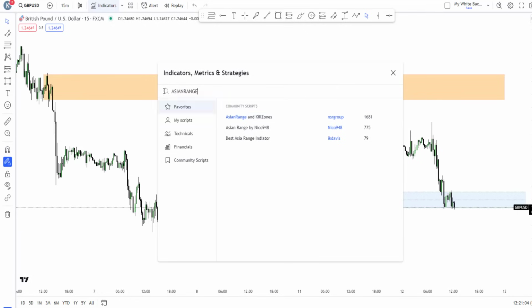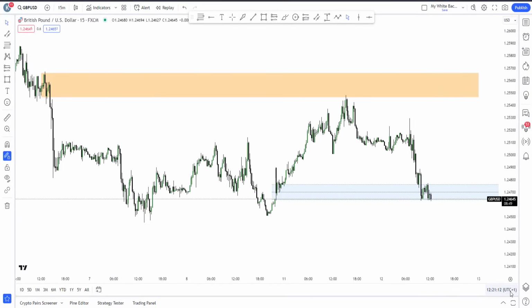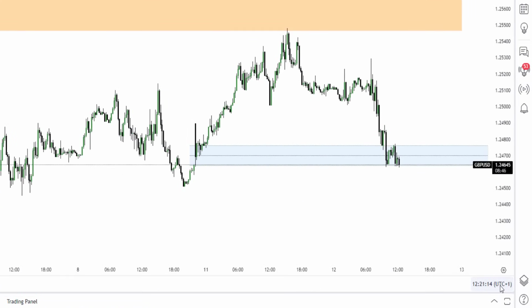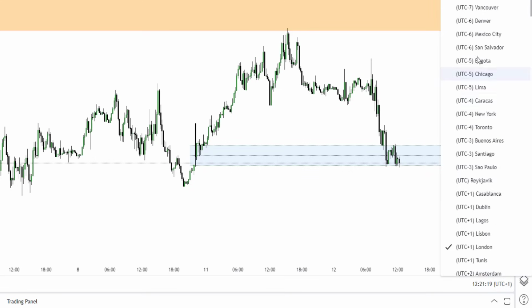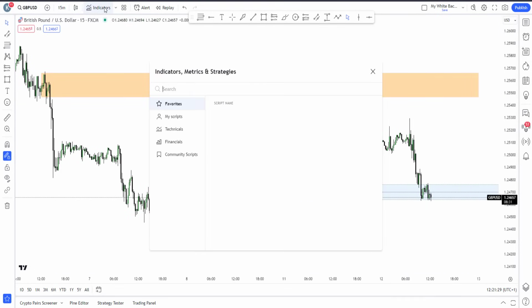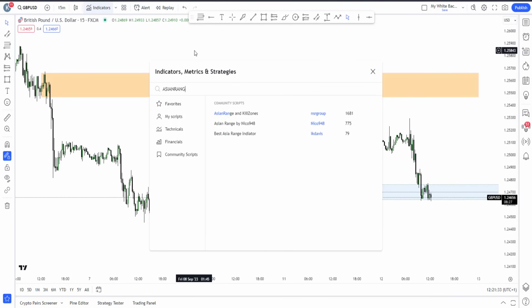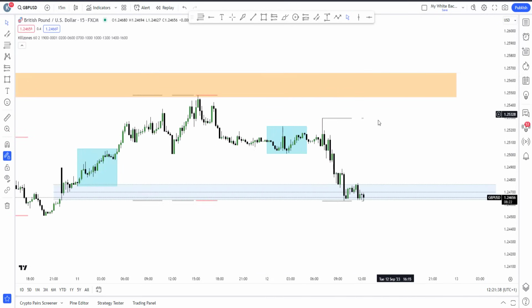This one, you can find it on tradingview.com. Just simply come to tradingview.com. You can choose your local time right here, either UTC +1, or you can change it to the New York local time, which is UTC -4. You can see it, New York. So you can decide to leave it as UTC +1, the London time. So this indicator called Asian range and Killzones, this guy. This is what you need basically.